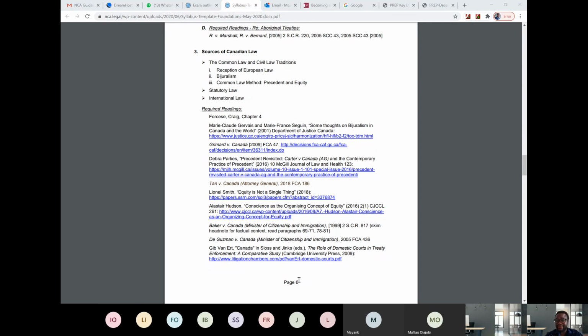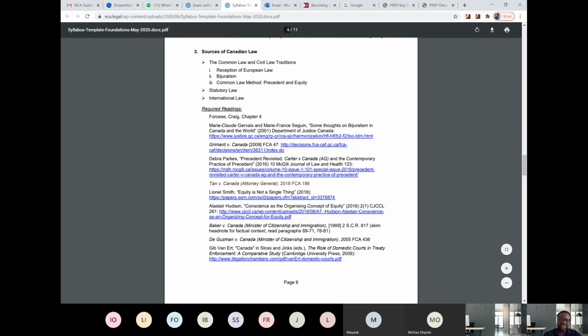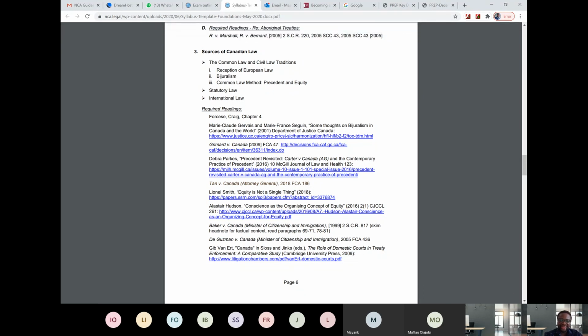What are those instances, for example? Most of us from common law jurisdictions find this very strange. But this article talks about circumstances where a lower court can refuse to follow the decision of a higher court, or a court of coordinate jurisdiction can refuse to follow the decision of another court of coordinate jurisdiction. So we'll be looking at that as well.